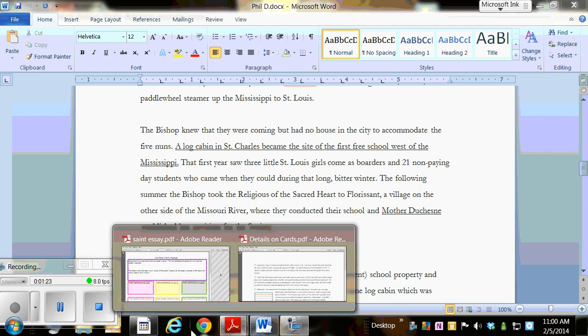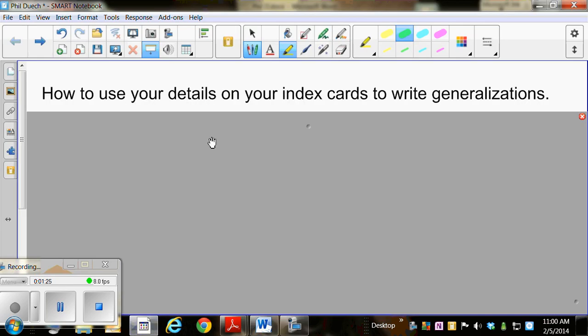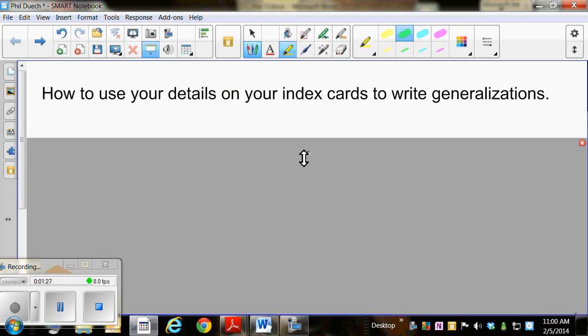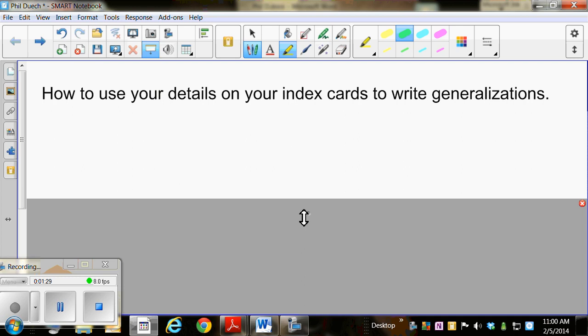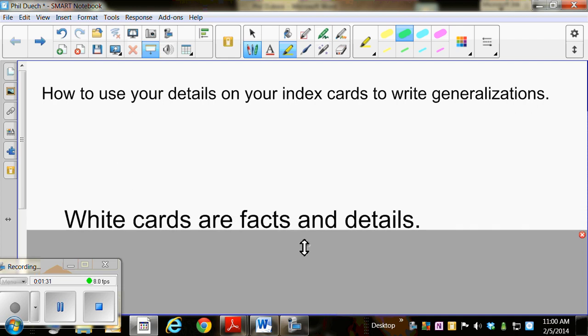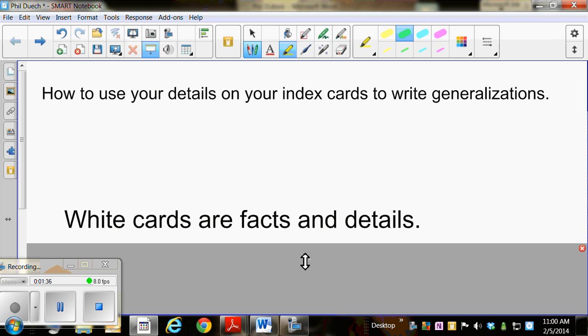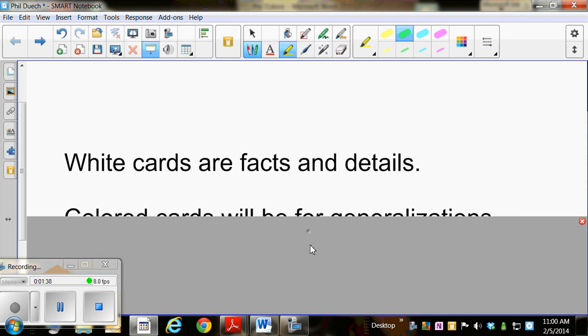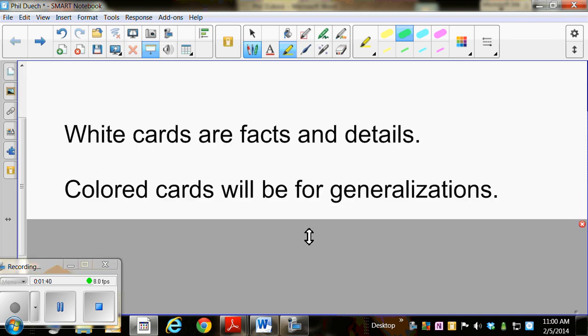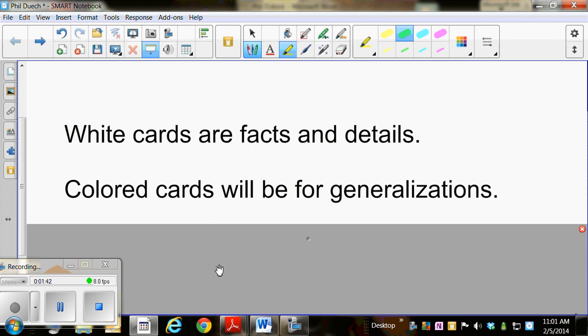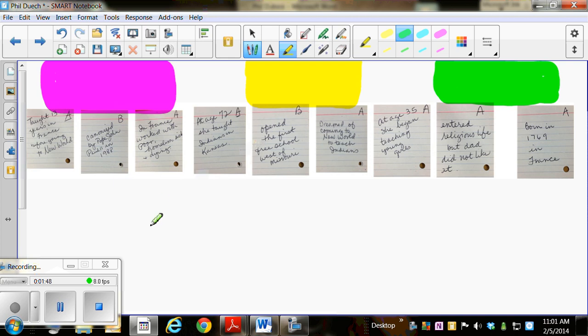And the next thing that we have to look at, that I want you to remember when I get to the next page, is that white cards are facts and details, and colored cards will be for generalizations. Okay, that's really important. So when I did my homework last night then, I wrote out 9 cards.